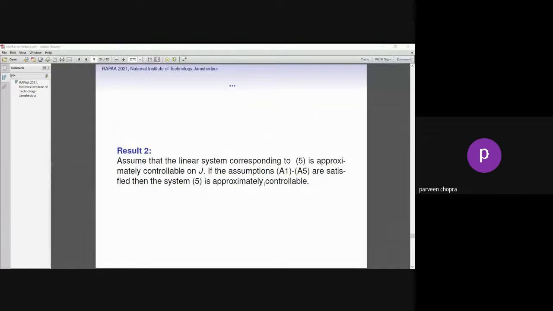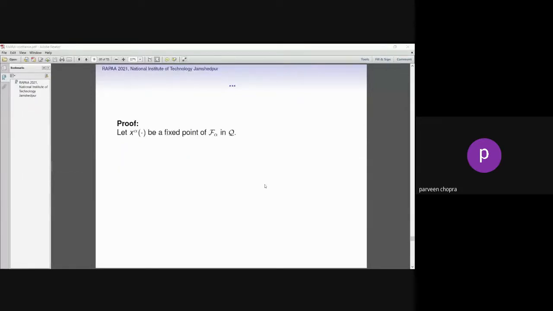The next result is: assume the linear system corresponding to phi is approximately controllable on the interval J. If the assumptions A1 to A5 are satisfied, the system phi is approximately controllable. With the help of result 1, it says that the system has a fixed point.